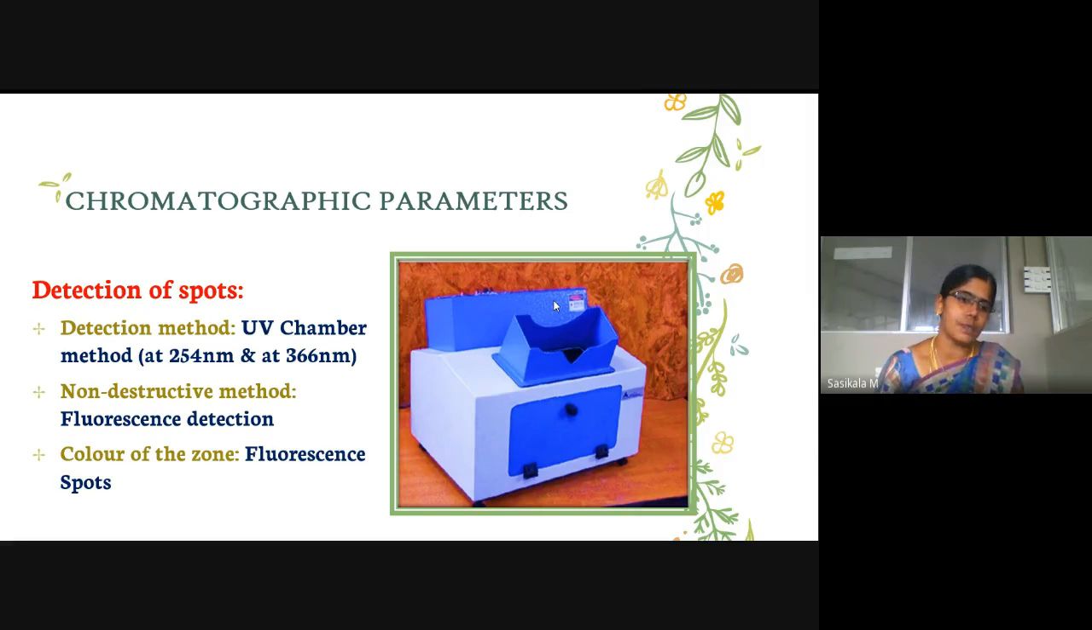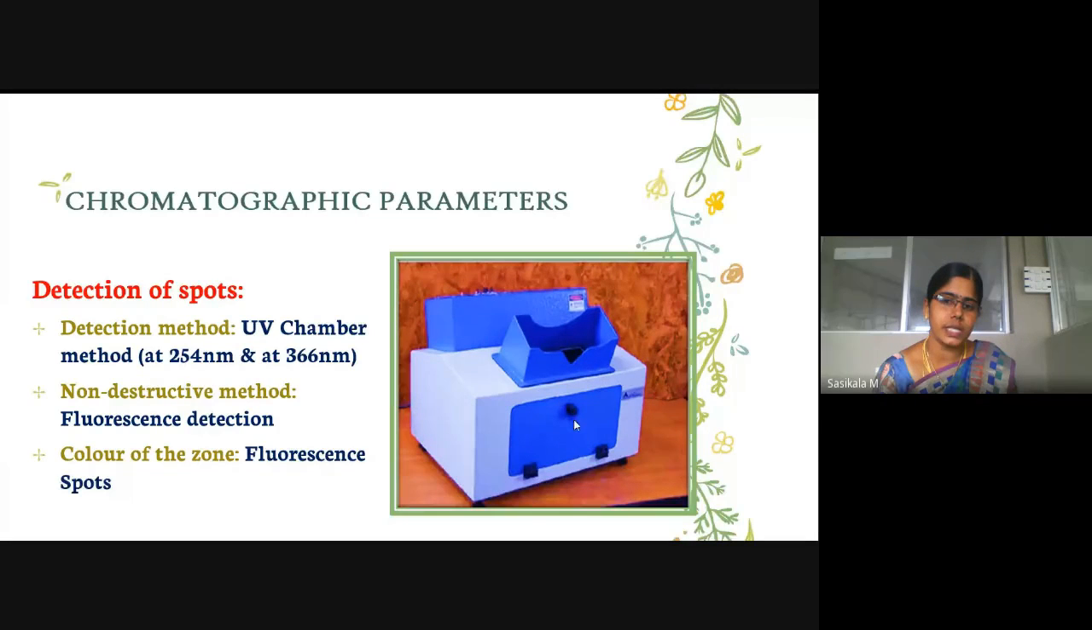What detection is preferred here? Since the technique is applicable for isolation, we have to recover the sample. For that case, we have to go with a non-destructive method only, that is fluorescence detection. This is the UV cabinet used for fluorescence detection, that is, the UV chamber or UV cabinet it is called.